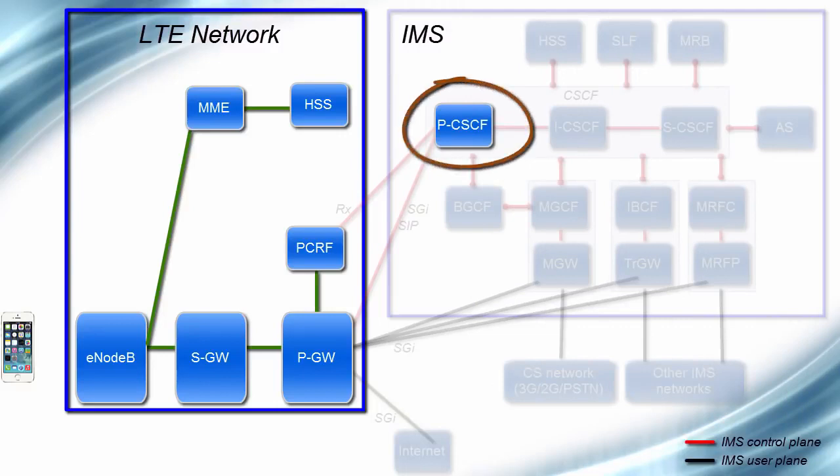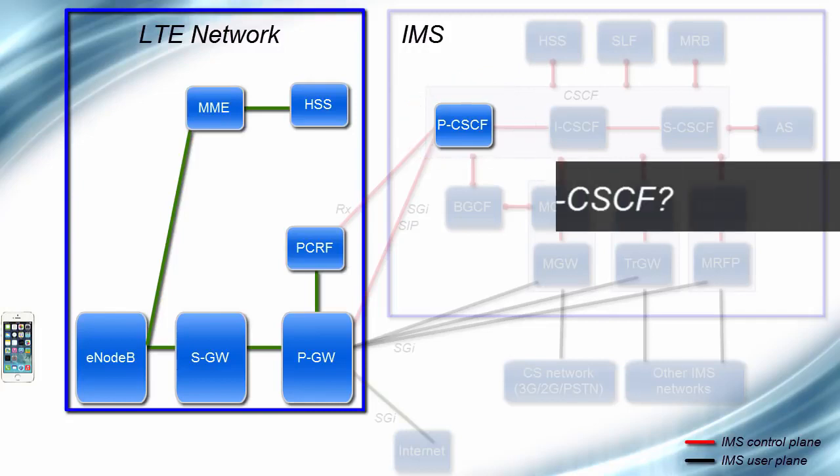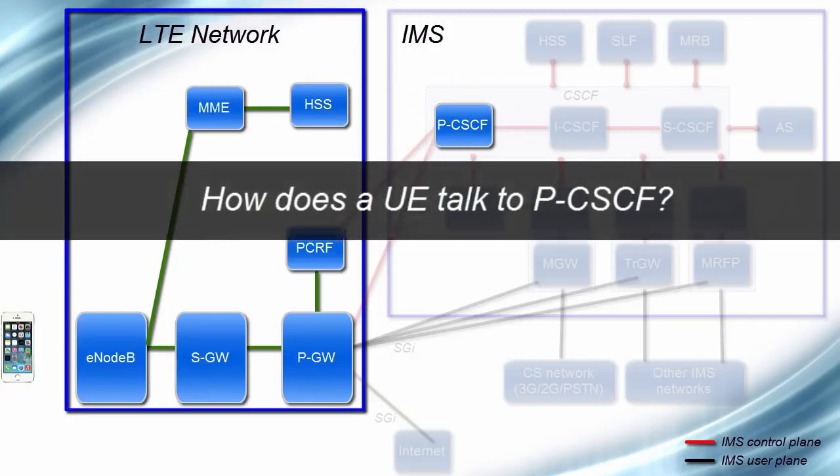This is PCSCF present in IMS. PCSCF means Proxy Call Session Control Function. UE has to communicate with all other IMS nodes via PCSCF. But interestingly, when a LTE UE is switched on, it does not know anything about PCSCF IP address. So, how does a UE talk to PCSCF?